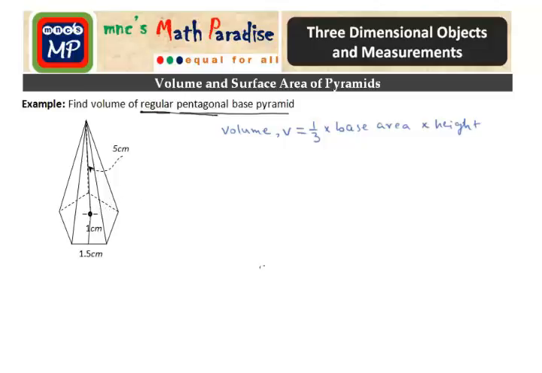So here, base center to apex, this line, the height of the pyramid is given as 5 centimeter. Now we need the base area to find the volume. So we need to calculate this regular pentagon's area.